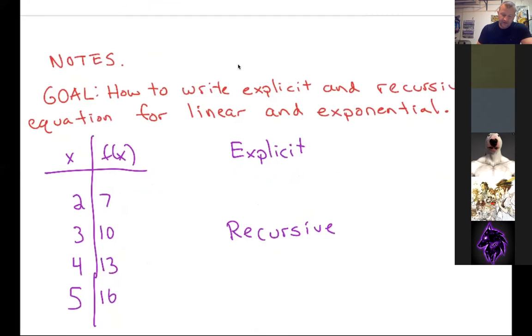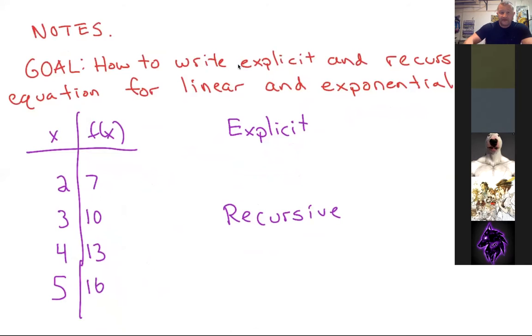My goal with this, you can write down the goal if you want to, is how to write explicit and recursive equations. There should be an S there, for linear and exponential. Yesterday we covered the explicit. We started remembering from last year. Someone said, I think I understand this really well now. That made me feel good. But today we got to talk about the recursive ones.